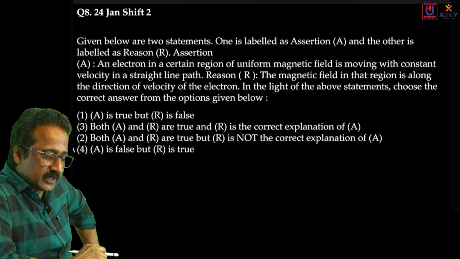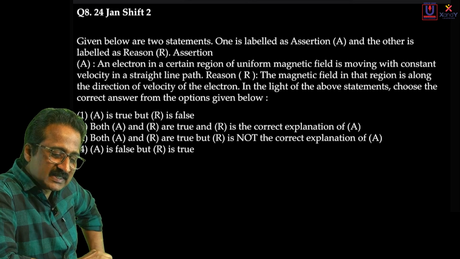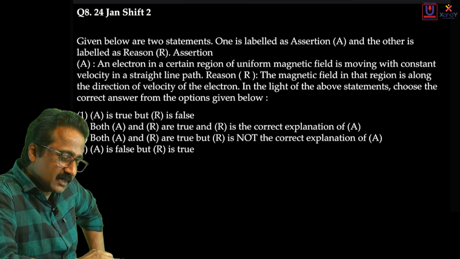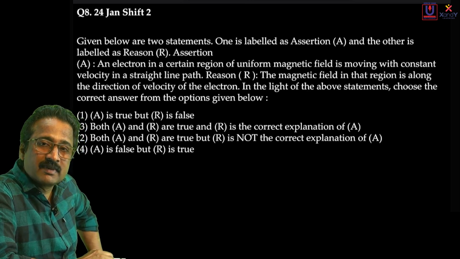Here comes the next one. Given below are two statements. One is labeled as assertion A and the other is labeled as reason B. Let's read first of all statement A.